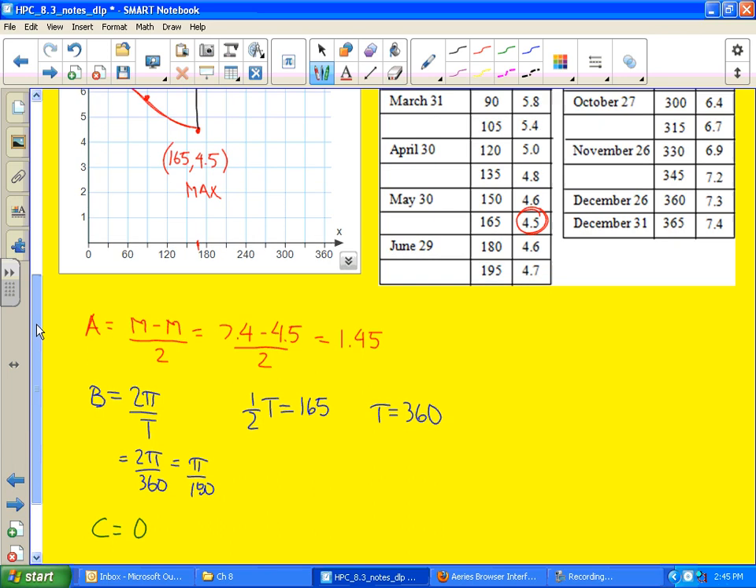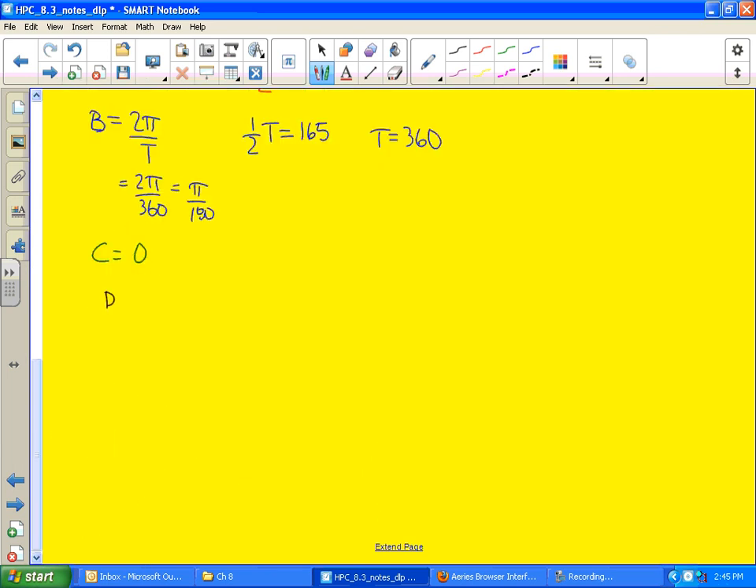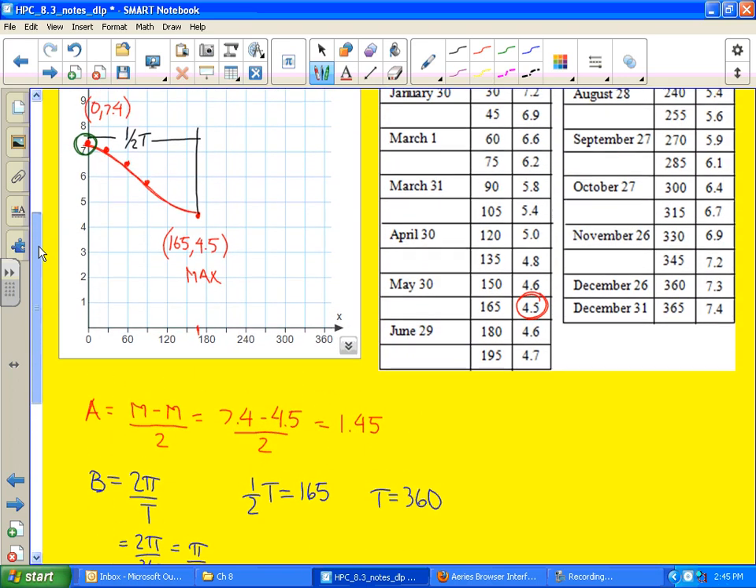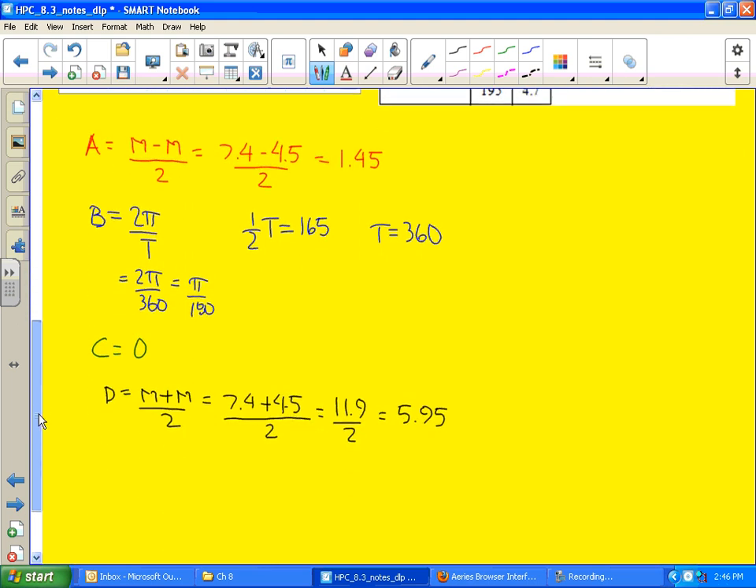And then finally our D value. Again, we're talking about this centerline axis. D is our max plus our min divided by 2. So we have 7.4 plus 4.5 divided by 2. That gives us 11.9 divided by 2, which is 5.95. So that would be the center line axis. So 5.95, almost 6, cuts my graph right down the middle vertically. I mean, horizontally, but splitting vertically. All right, and I have all my parts now.